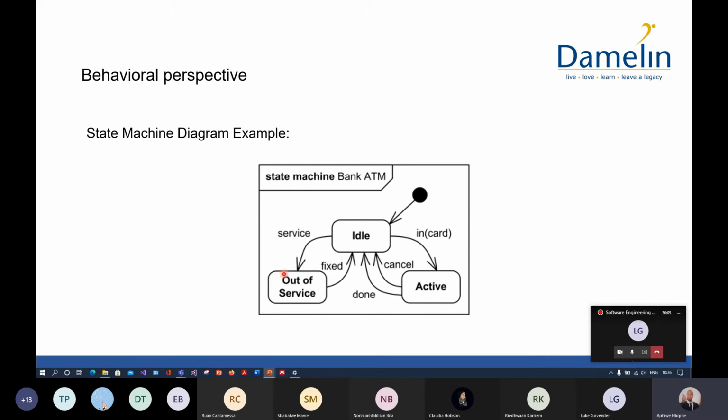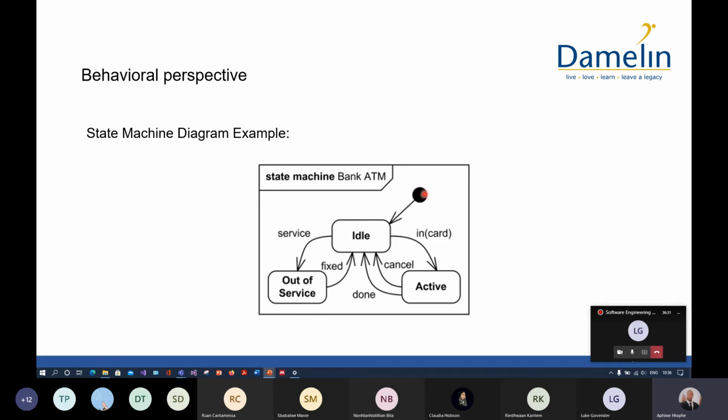So another example of a behavioral perspective is the state machine diagram. So we have the SSD, system sequence diagram. Then we also have the state machine diagram, and it does just that. It shows you the different states that the ATM can be in, from those of you who would have interacted with the ATM.